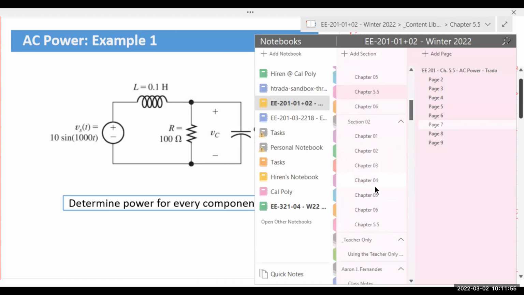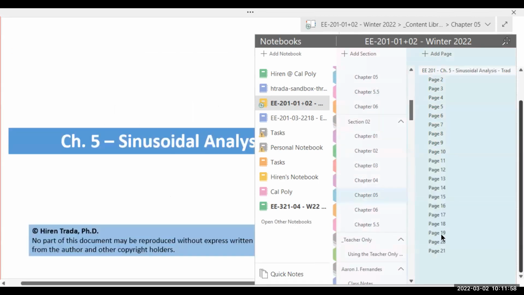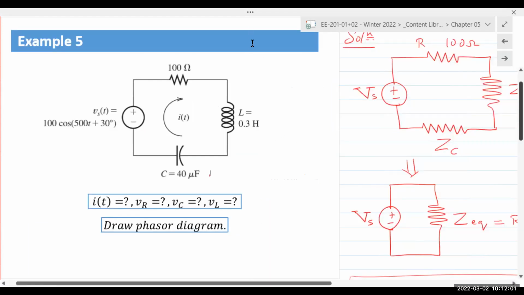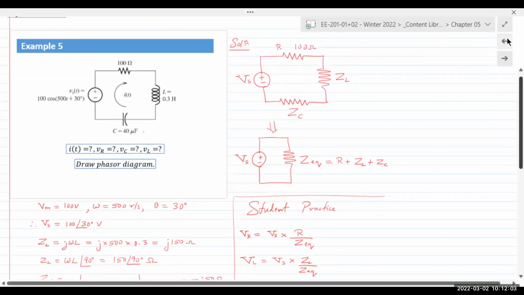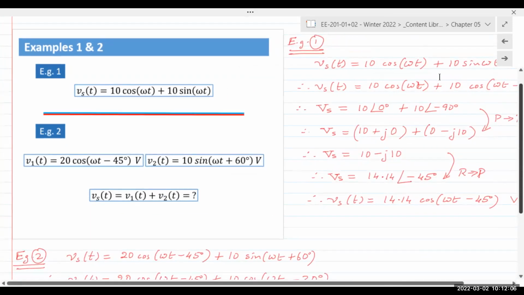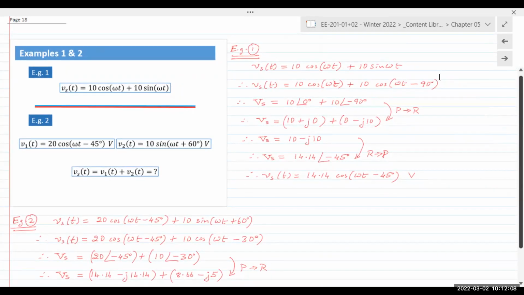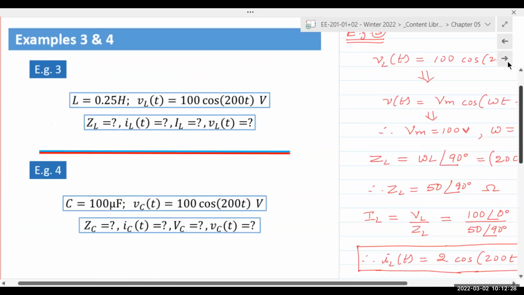Section 2, chapter 5, example 5. So examples 1 and 2, we saw how for AC sources, we can represent the sources as a vector quantity using complex numbers, and we represent components as impedances, again, using complex numbers, right? And this is all in the purpose of simplifying the math. So examples 1 and 2 dealt with sources. Examples 3 and 4 dealt with components. Now we'll combine everything together in example 5.